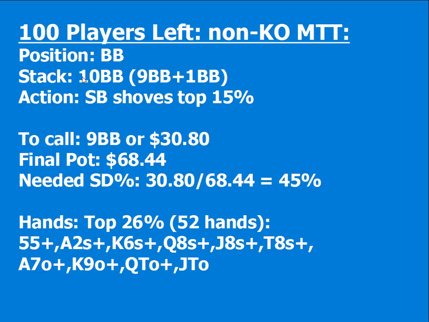Our stack is the same 10 big blinds. We just have roughly the average stack. It folds around to the small blind, who shoves on us. And we say he's shoving the top 15%. That's not necessarily realistic, but just as a supposition, right? So what's the situation? Well, we need to call 9 big blinds, and our 9 big blinds represents $30.80.